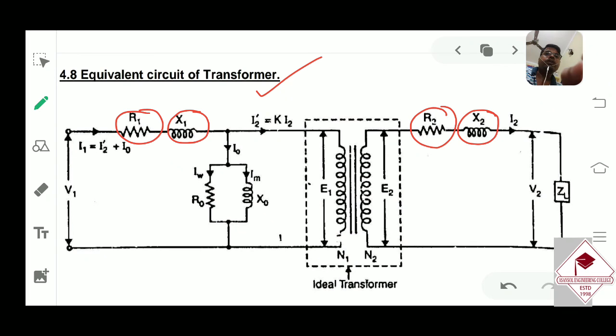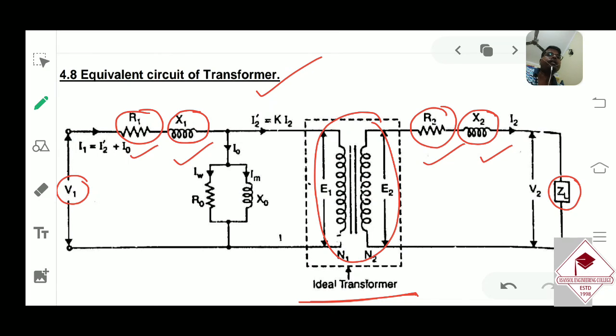This one is the source. This is the load connected, which may be inductive, capacitive or resistive. This portion is the ideal transformer, right? The concept you know is that if you add these values to the ideal transformer, you will get a practical transformer. This portion is showing the core loss component, and this is the magnetizing component.